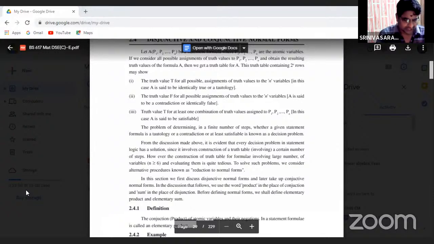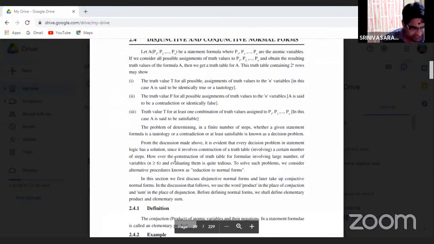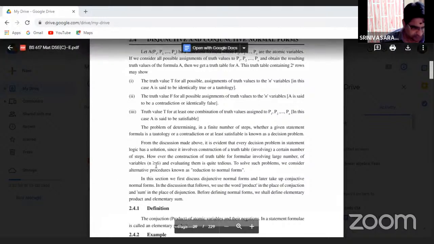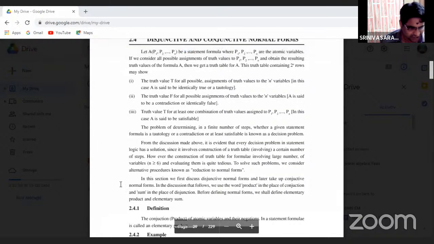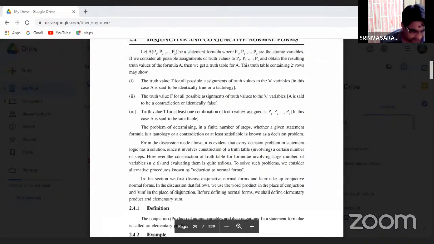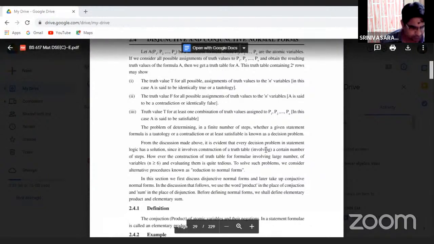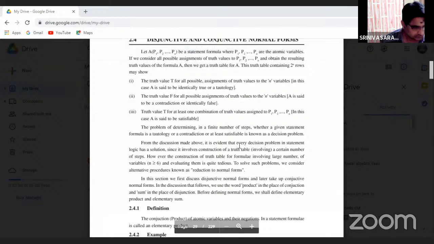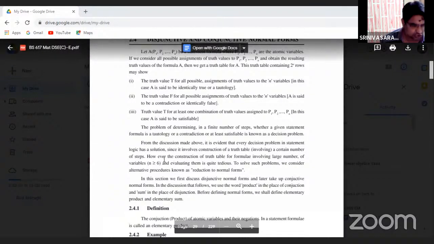Now here it is clear. The problem of determining in a finite number of steps whether a given statement formula is a tautology, a contradiction, or at least satisfiable is known as a decision problem. According to this, every decision problem has a solution. So if the examination asks you to define a decision problem and explain its characteristics, it means every decision problem in statement logic has a solution.